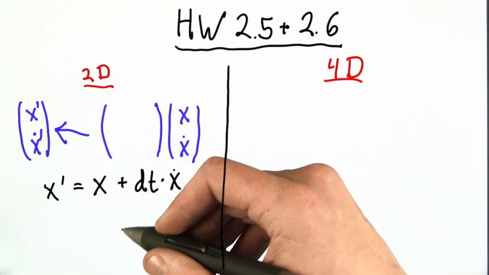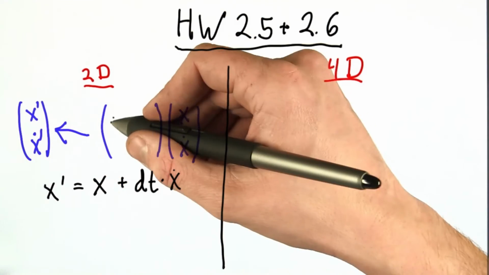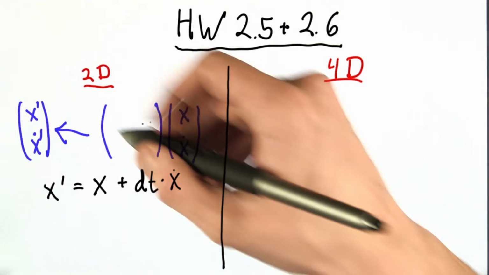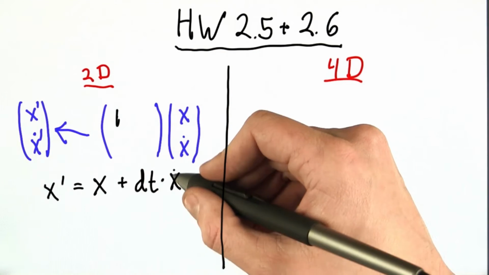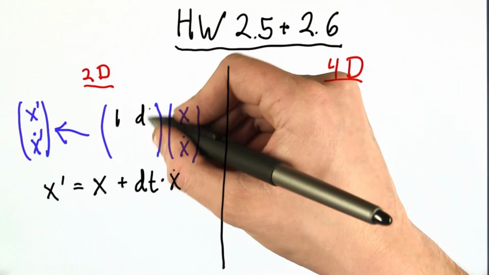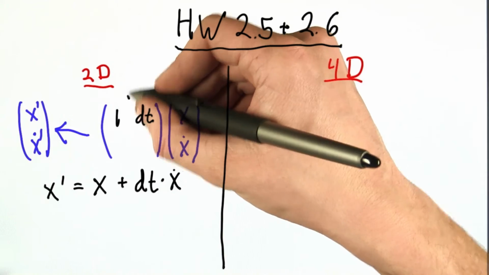Now, in matrix terms, how do we express that? Well, we're talking about x prime, so that means we're going to think about this top row here. And we want to keep x, which means a 1 goes here. We want to multiply x dot by dt, so that means a dt goes here. And just like that, we figured out the first row of our F matrix. I'll label it here, F.